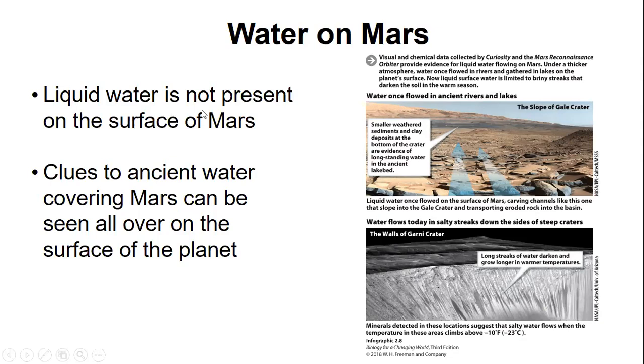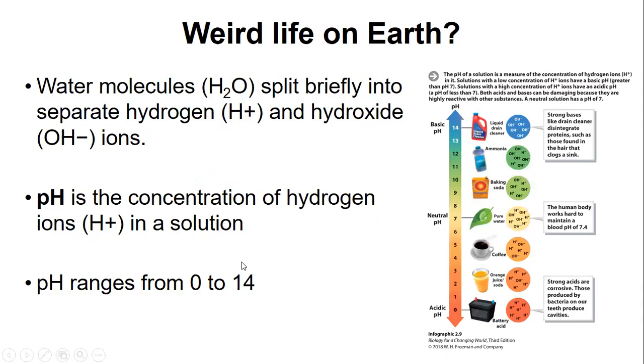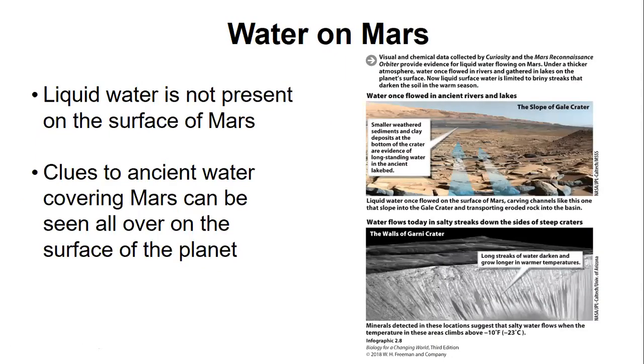So it says liquid is not present on the surface of Mars. Okay, yeah, we know that. Clues to ancient water covering Mars can be seen all over the surface of the planet. So yeah, there are some things that we discussed earlier that do show that there must have been some sort of liquid, possibly water, that made certain things that are very similar to rivers and streams on Earth. But as far as us knowing it was water, we hypothesize, right? We make an educated guess until we have more evidence to say it was definitely water.